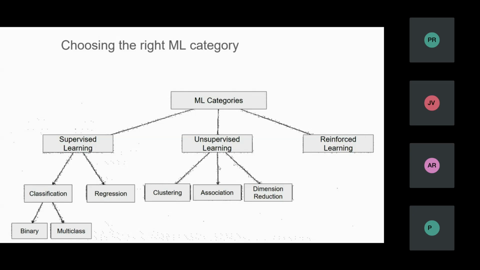So these were the basic ML categories, and this might be enough to choose where our use case falls. And let's now discuss a few of the AI/ML services.